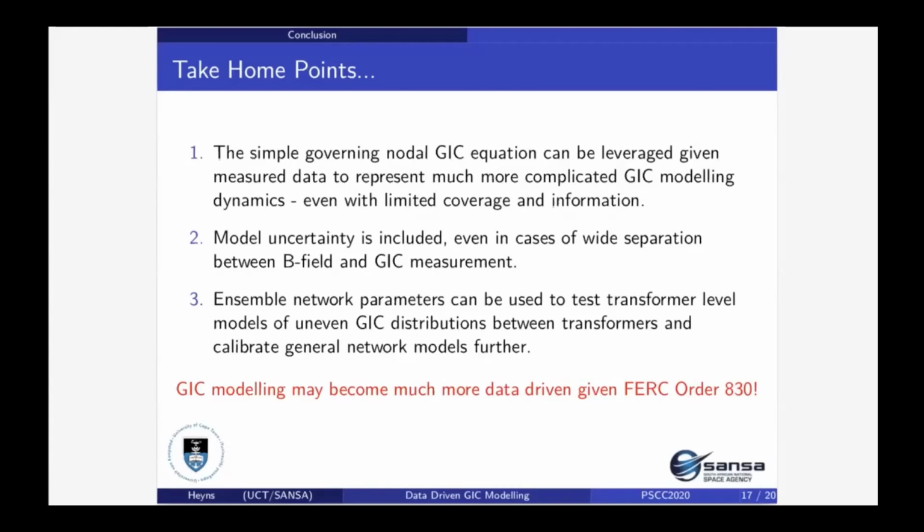Up to now, empirical GIC modeling has largely been overlooked due to a lack of data. But due to the FERC Order 830, this may become a thing of the past as more and more utilities collect data.